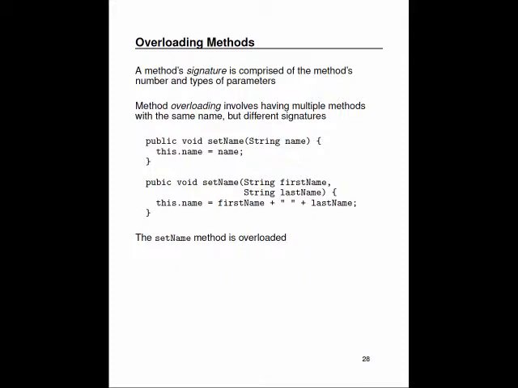So a method has a signature, which is basically the number and type of parameters that the method has, and you can overload methods by having a method that has the same name but a different signature. It takes different parameters. So here I can have a set name method that just sets the name, and here I have a set name method that takes two parameters and concatenates those strings together using the plus operator to get the full name. And we say that the set name method is overloaded.